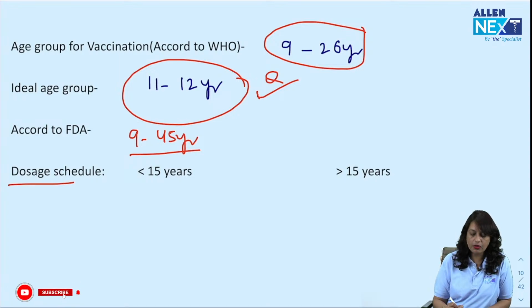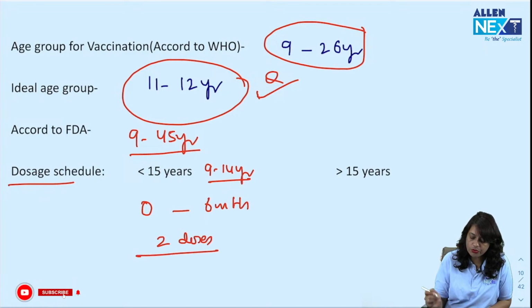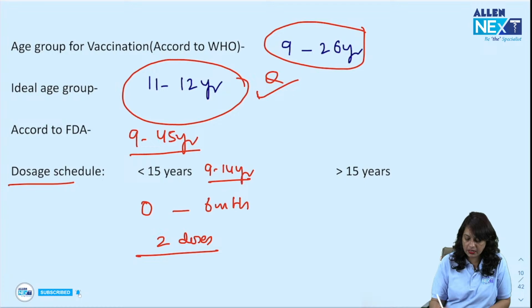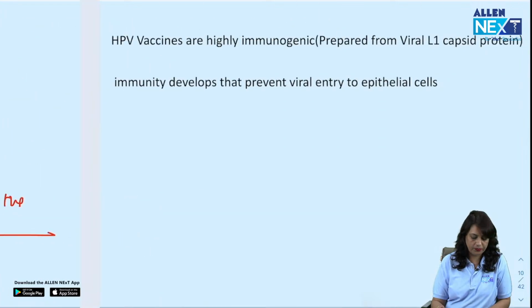Now, dosage schedule in less than 15 years, you can say 9 to 14 years, it is 2 doses, 0 and 6 months. And after 15 years it is 0, 2 and 6 months. That is the dosage schedule.